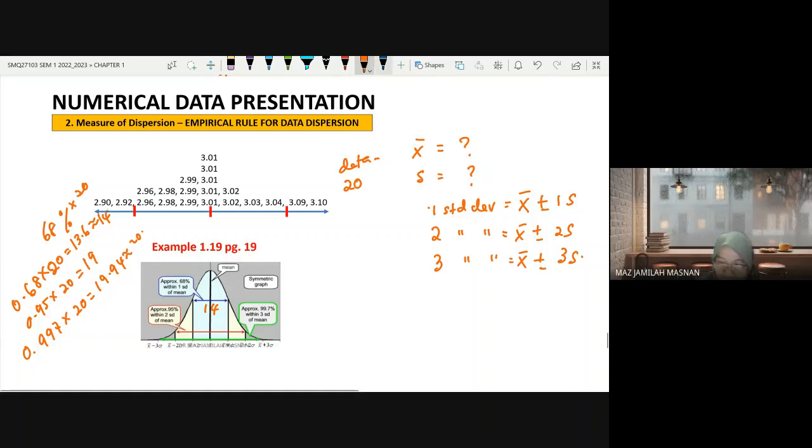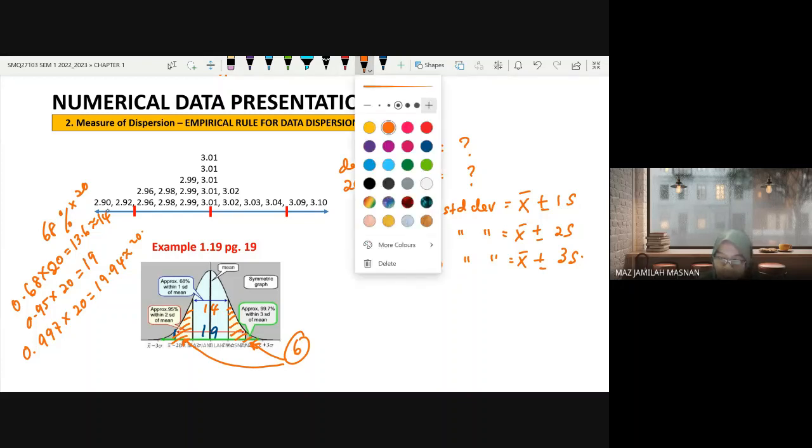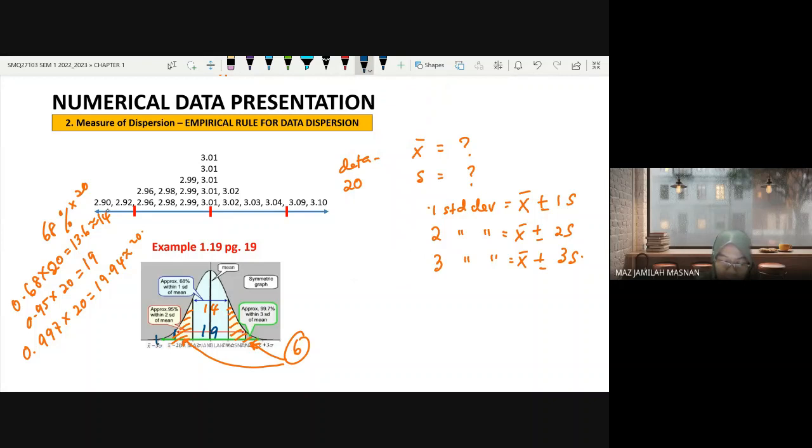If you're talking about 95% from here, you will have 19 data included. So for the 14 just now, 6 data can be in this region or in this region. 6 can be 3 over here and 3 over here, we don't know, but you have to check. If you're talking about 99.7%, it seems that all the data is included inside. All inside, no data outside the region.